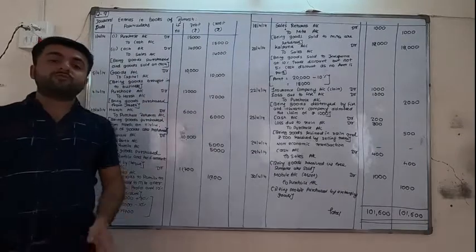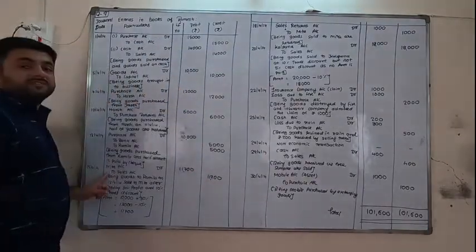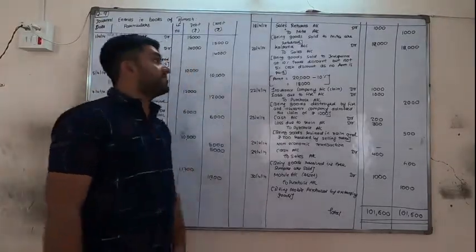Meeta is returning the goods which are sold to her of 1,000. So when we are selling to Meeta, it is sales; now when she is returning, sales returns, goods are coming in, so sales return account debit to Meeta.